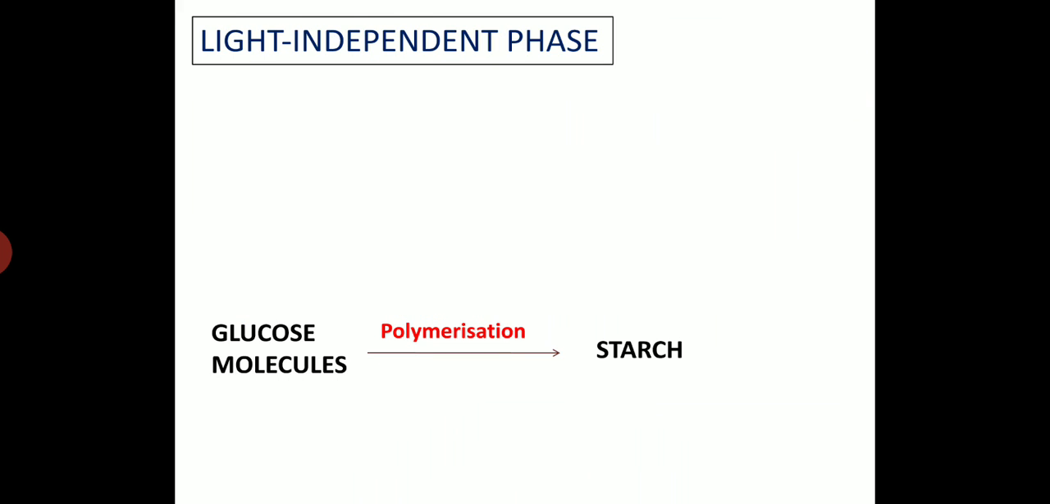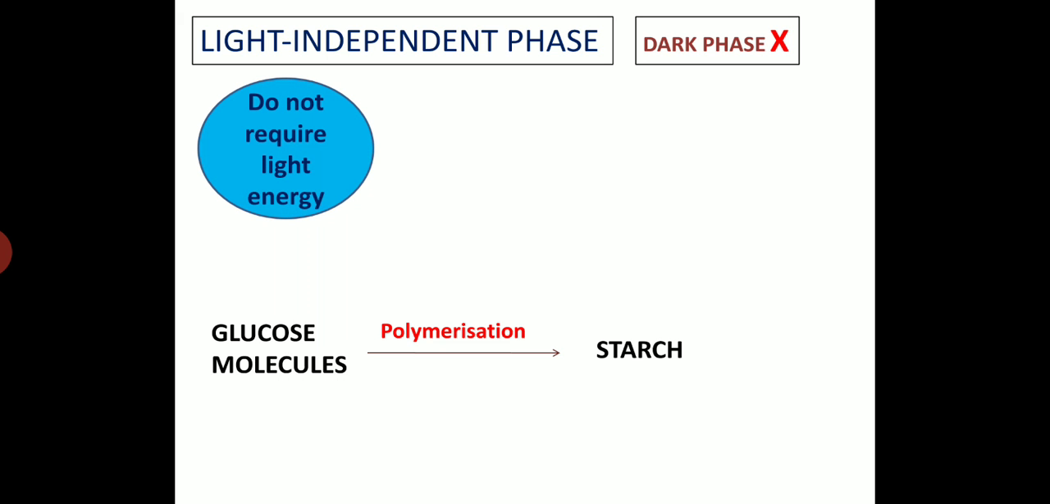Now many people use the term dark phase, but dark phase is totally a wrong term. Why? Because this is an old term. By saying dark phase, it means that this phase occurs only during night when it is dark. But no, this is not the case. Actually, light independent phase means this particular phase is not dependent on light. It does not require any light energy. That is why we say light independent phase.